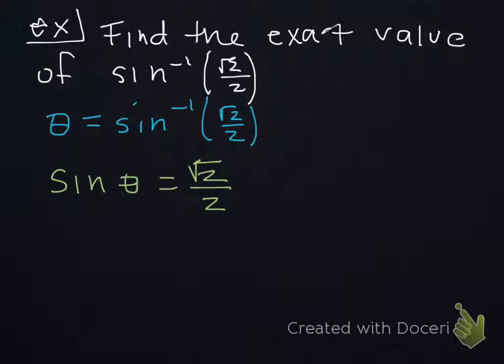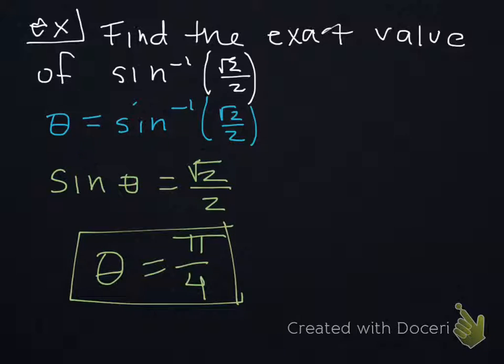And now we think back to that table, and the only place that you get a positive root 2 over 2 happens at the angle of pi over 4. So the answer to this problem is pi over 4. Now, again, the goal would be that you're not using that chart. You're trying to do this from memory. So let's try another one.